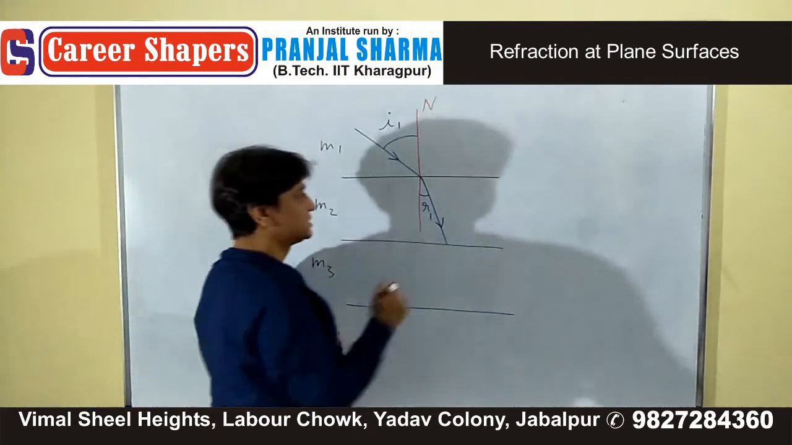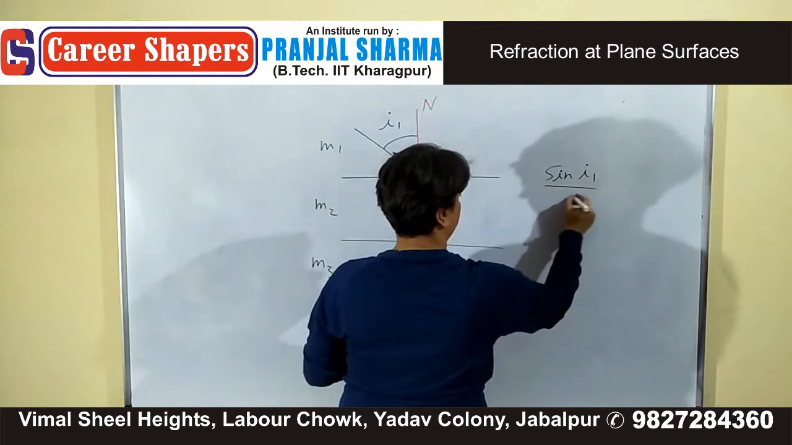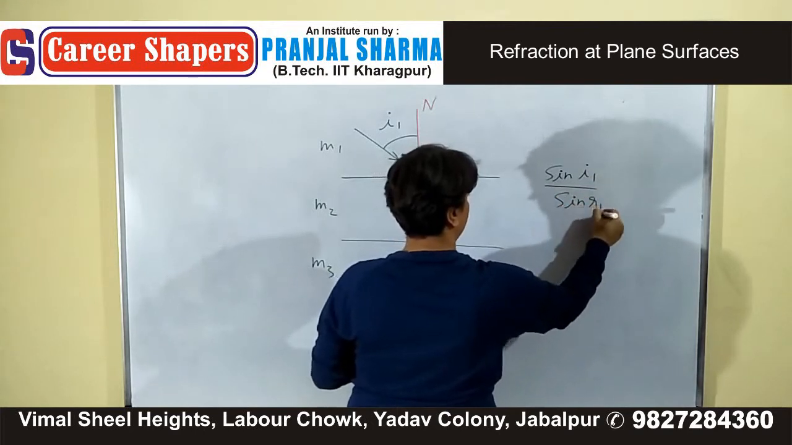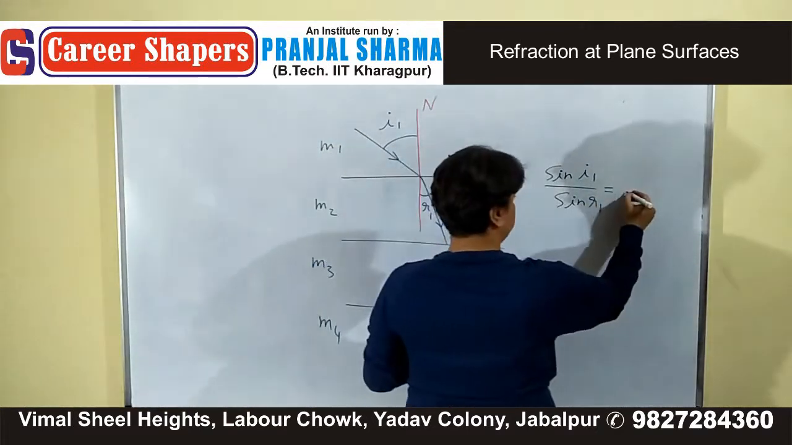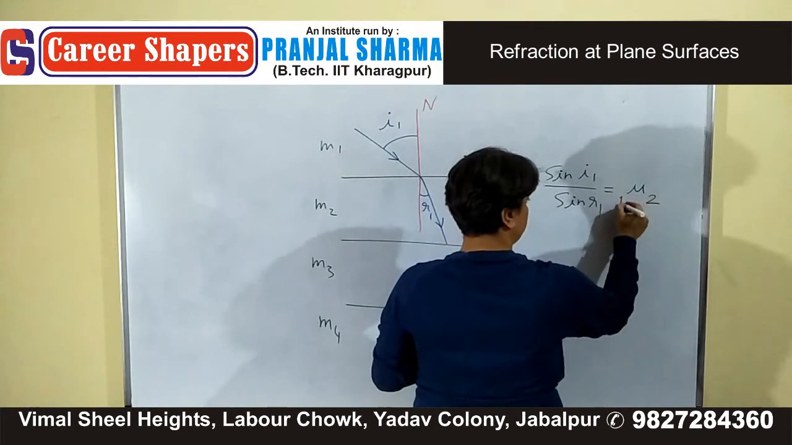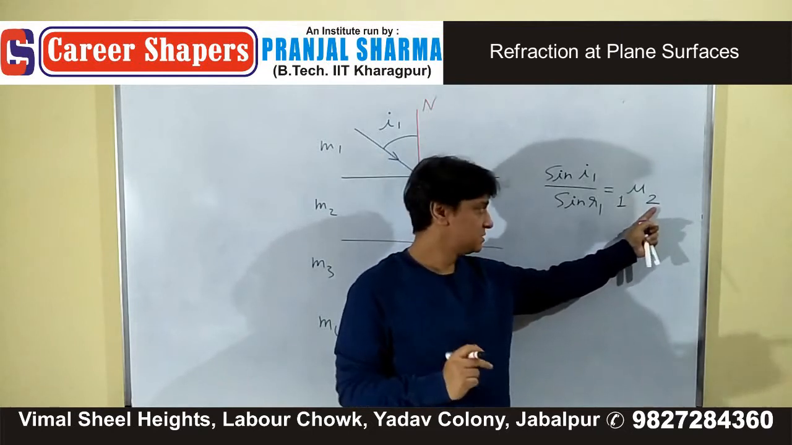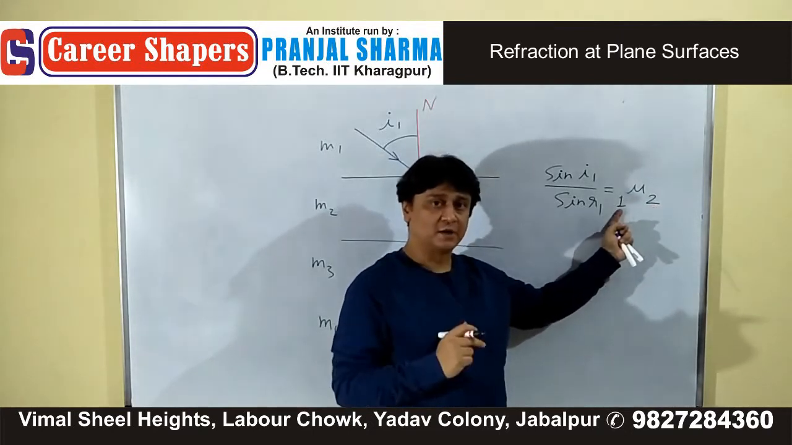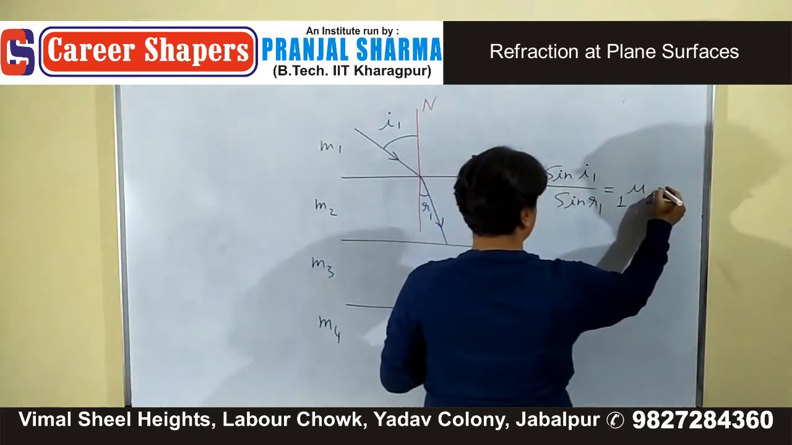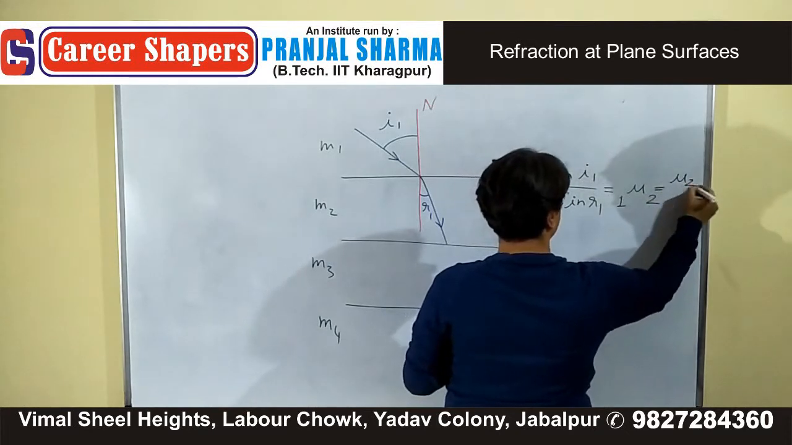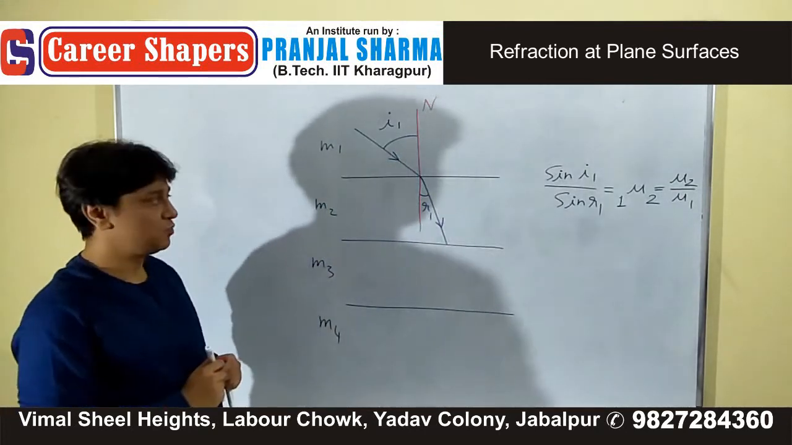What is Snell's law? Sine I1 upon sine R1. Sine I upon sine R is refractive index of medium 2 with respect to 1. Medium in which light enters, the medium from which light enters into the second medium. This whole thing you know is what? Mu 2 divided by mu 1. Sine I1 upon sine R1.